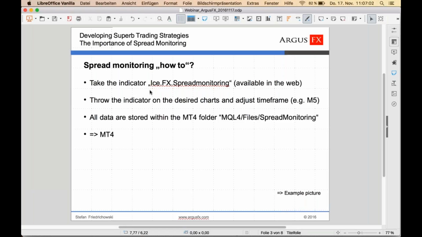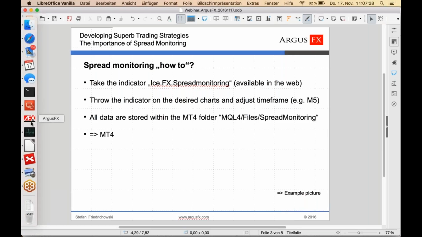In my case, I always do it on M5 candles, and what is very good with that indicator is that beside the chart you have always in front of you, and I show it to you in a second, all the data of that spread monitoring are stored, and they are stored in a specific folder, a data folder. And how it looks, I can show you.